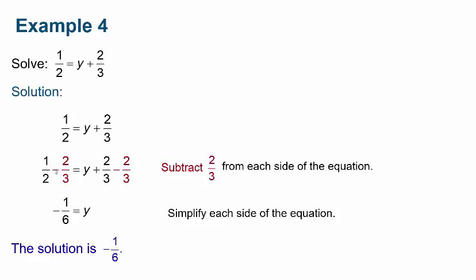Then you just have 1/2 minus 2/3. You find the least common denominator, which is 6. So this is 3/6 minus 4/6, which gets me minus 1/6. So our solution here is minus 1/6. So if you have y or x plus some number, just subtract it from each side. That's what we're doing here.